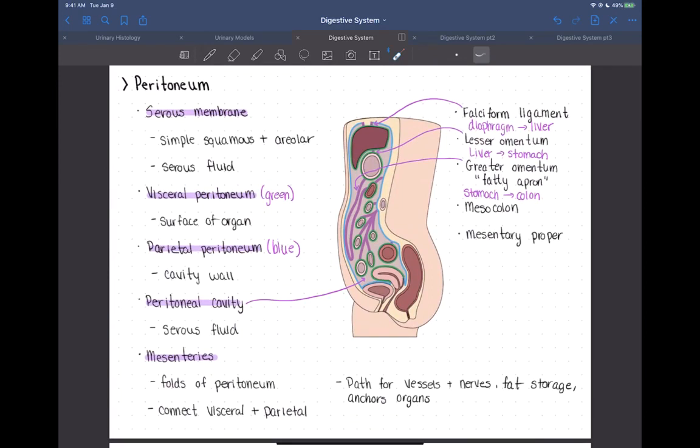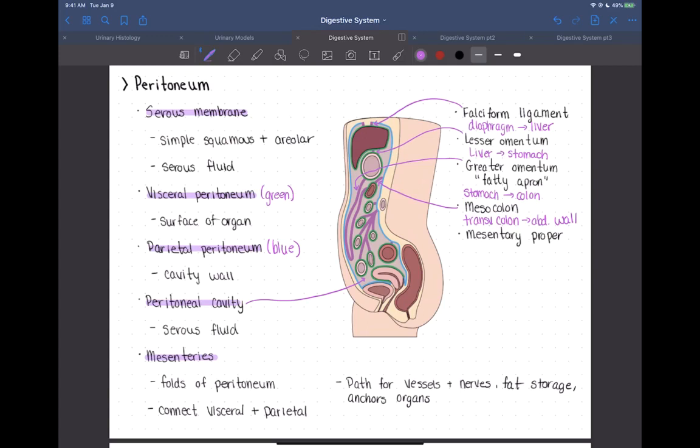So that mesocolon is going to be this piece here that's connecting the transverse colon to the posterior abdominal wall. All right. So the transverse colon to the abdominal wall. All right, anchoring it in place.